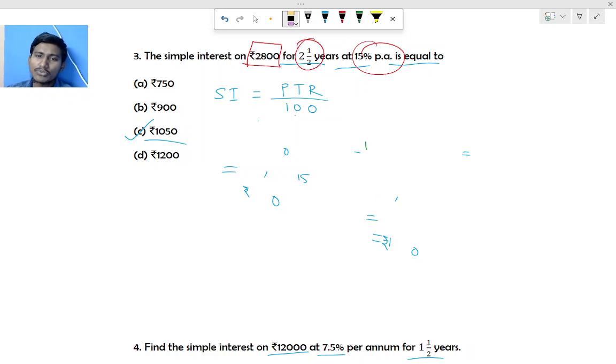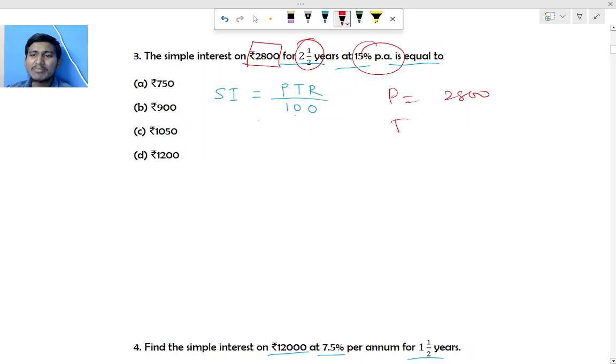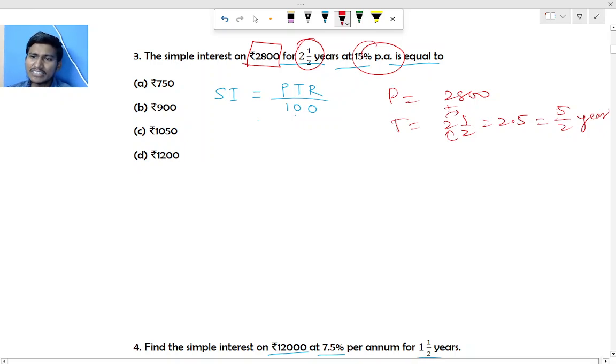Okay, so here if you see, what will be the time? Principal is 2800 rupees, time is 2.5. 2.5 means we can take it as 2.5 years, or you change it. 2 2s are 4, 4 plus 1 is 5, so 5 by 2 years. Any of it you can take, whichever is easy for you. And rate of interest is 15% per annum, PA.